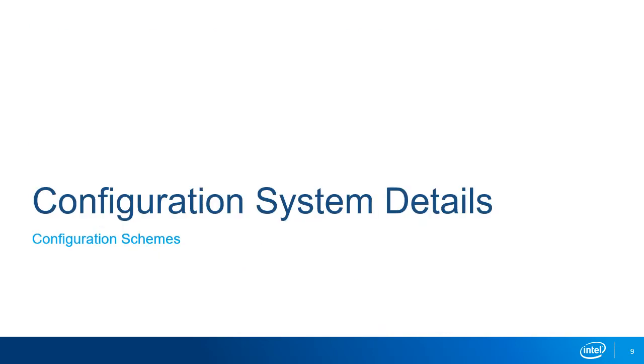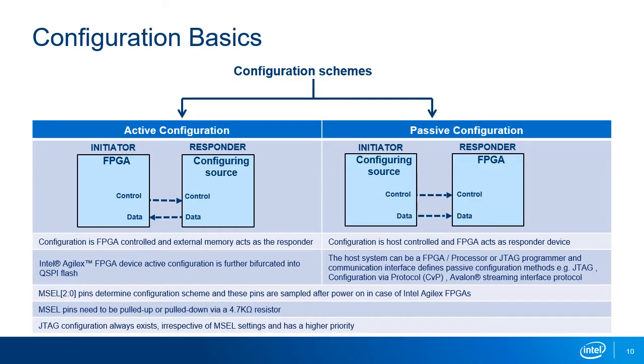This section introduces you to various Intel Agilex FPGA configuration schemes and remote system update. FPGA configuration schemes are classified as active and passive. Active configuration schemes utilize the FPGA as the initiator and the configuring source as the responder memory type. In active configuration, the FPGA automatically begins configuring itself after power-up. As shown in the diagram, in an active configuration scheme, the control signals are initiated by the FPGA and the responder memory responds with the corresponding data.